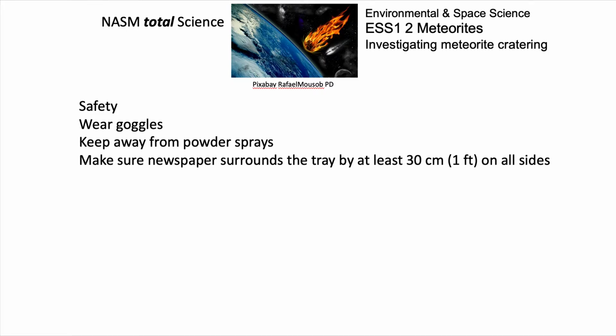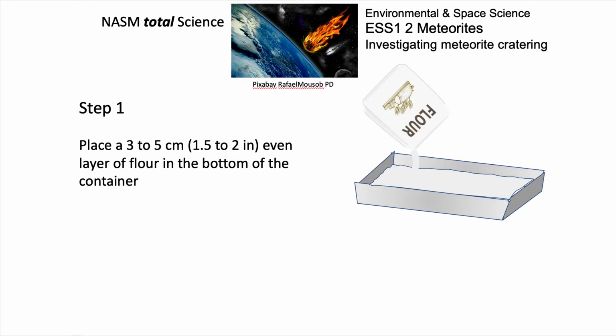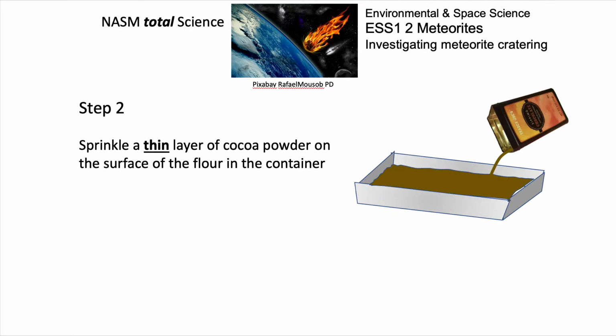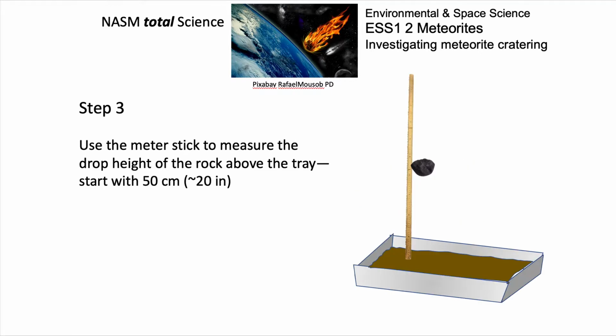There's going to be some spray, shouldn't be any meteorite fragments. And the first step is to place a 3 to 5 centimetre layer, an even layer, over the bottom of the tray. And you can smooth it out, level it out with a piece of cardboard. Then you're going to sprinkle a very thin layer of cocoa powder on the surface, and if you've got a few tiny gaps, that's not going to be a big deal.